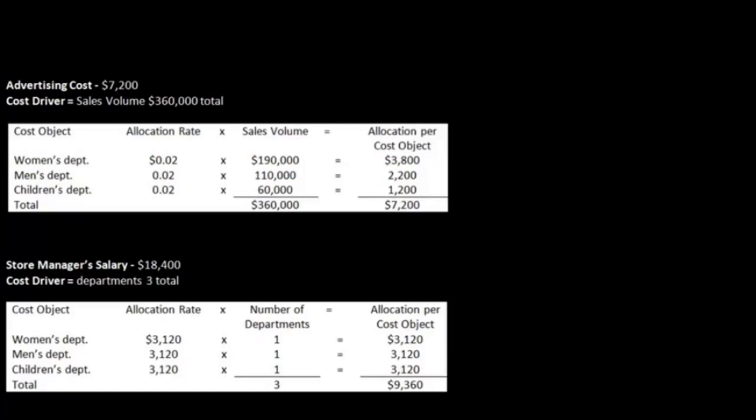Alright then, the next cost we need to allocate is the advertising cost, and it's $7,200, and we decided to use sales volume to also allocate this.